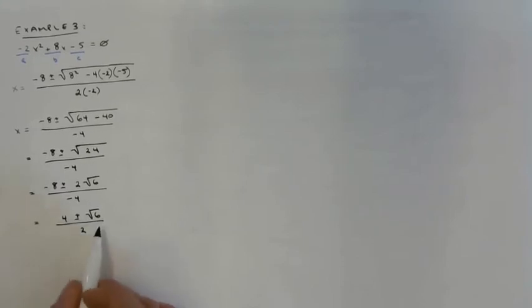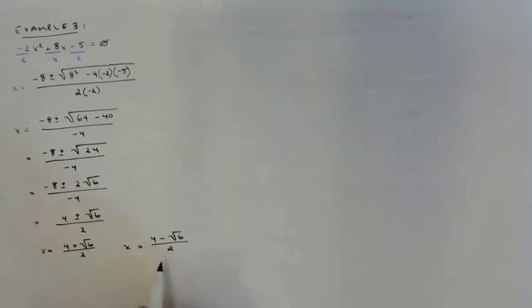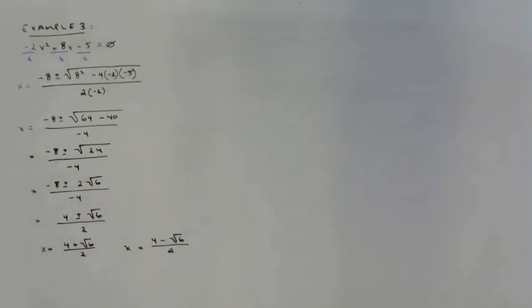So now I have 2 solutions here. X is 4 plus radical 6 over 2, and X is 4 minus radical 6 over 2. Now these are exact answers, okay? And this is what we expected to find. 2 solutions. They are not whole numbers, which is why we couldn't use factoring, but there are 2 solutions, okay? And they're represented in the picture that you have in your notebook as well.